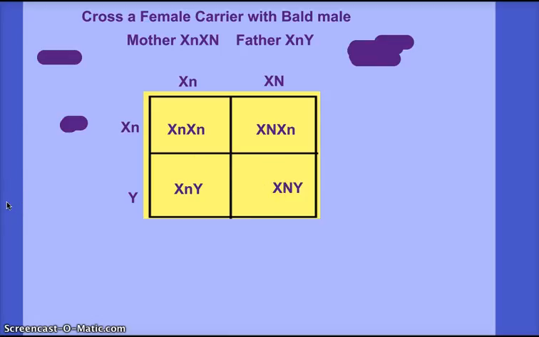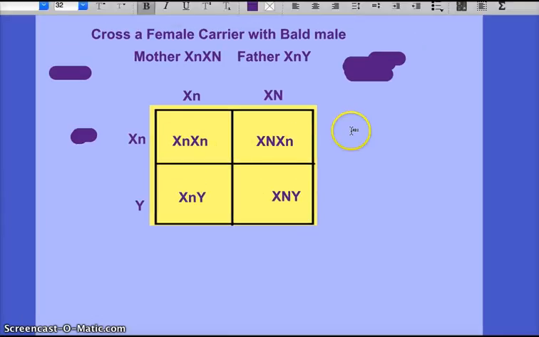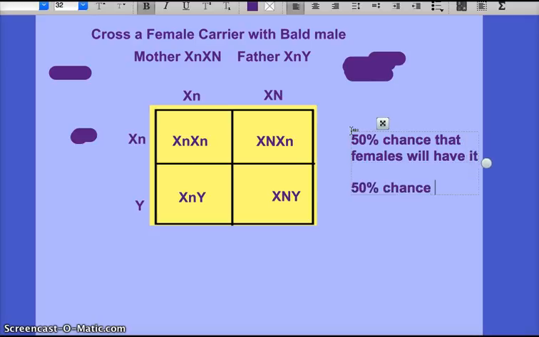So if you're going to do percentages, you would do it as males and females now. So you would say 50% chance that females will have it, and 50% chance that males will have it. If they ask you questions like, what's the percent chance of a child having it? It would be the same, 50% chance, because you have a male child chance, so 50% chance.